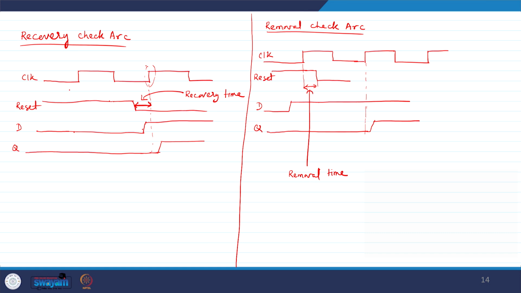So, basically why you are giving this minimum time here is that your Q output is driven by two inputs, one is the reset input and the other is the D input. So, there is a chance that both the things can create a metastability inside the flip flop. To avoid that, we need some amount of minimum time after the rising edge of the clock; your reset signal should be stable such that your output will be reset, Q should be 0. So, this is all about removal check arc.